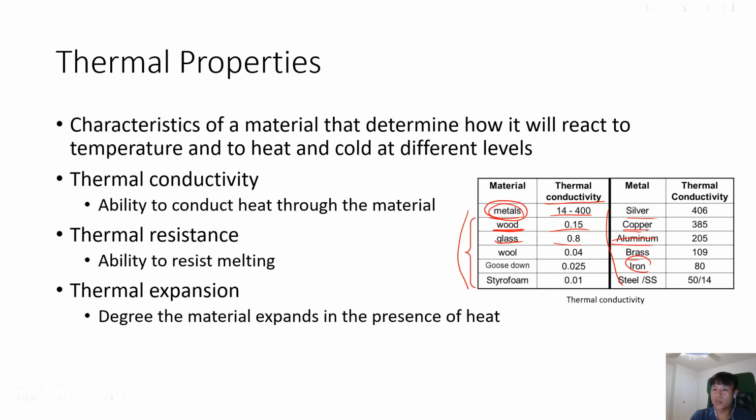Particularly silver and copper have high thermal conductivity, while aluminum, brass, and iron have lower thermal conductivity. Silver has the highest thermal and electrical conductivity. But why don't you use silver for electricity wire? Yeah, because silver is expensive.